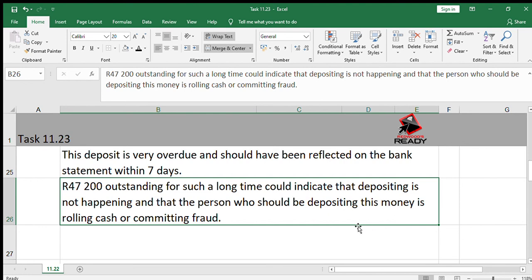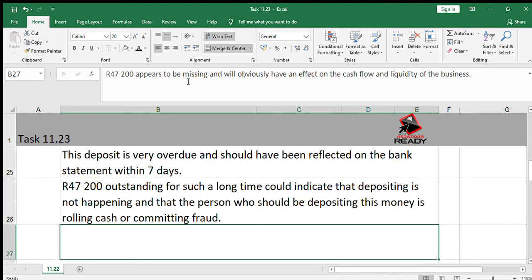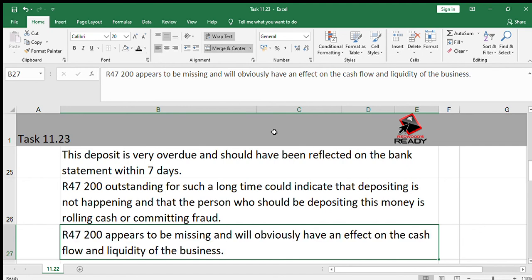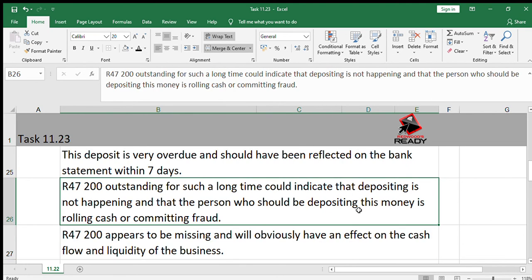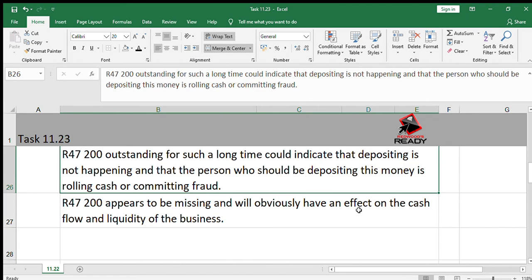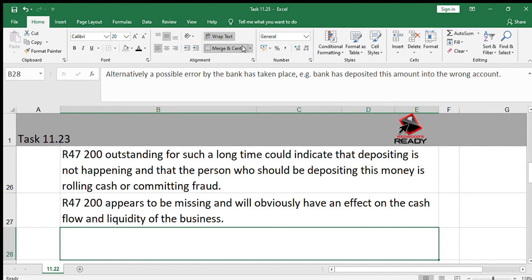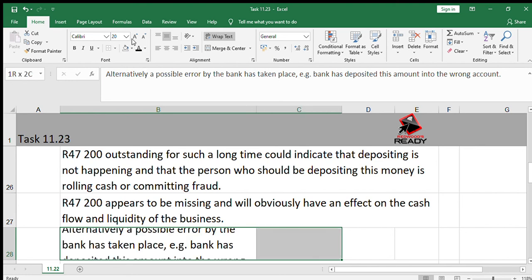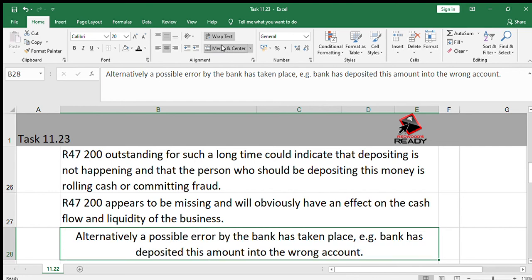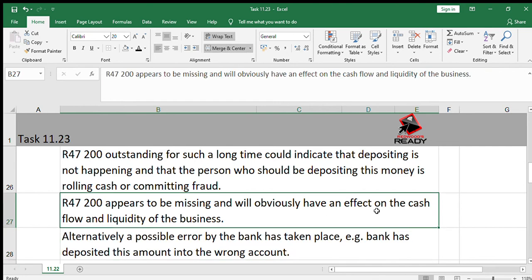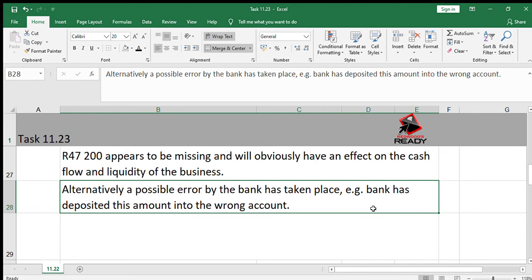Okay, 47,200 is outstanding for such a long time could indicate that the depositing is not happening and that the person who should be depositing this money is rolling cash or committing fraud. Okay, then 47,200 appears to be missing and will obviously have an effect on the cash flow and liquidity of the business. Because this amount probably has to be written off and will then decrease the bank balance significantly. Otherwise, possibly an error has been made by the bank. The bank has deposited this amount into the wrong account, in which case we'd have to take it up with the bank.